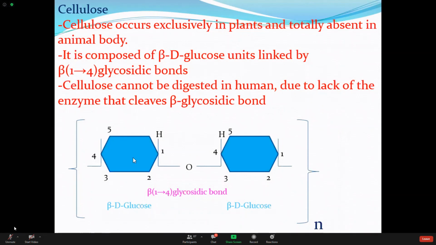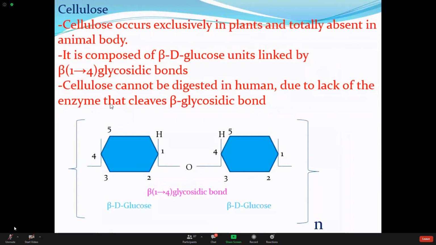Understand? And cellulose cannot be digested in humans due to the lack of the enzyme that cleaves this particular beta glycosidic linkage. The alpha glycosidic linkage, we humans can break. That's why when we take starch, in our intestine it is converted into glucose after breaking this particular linkage.